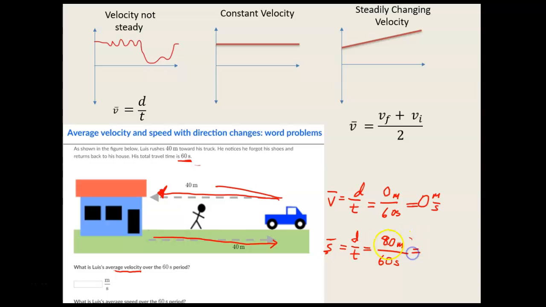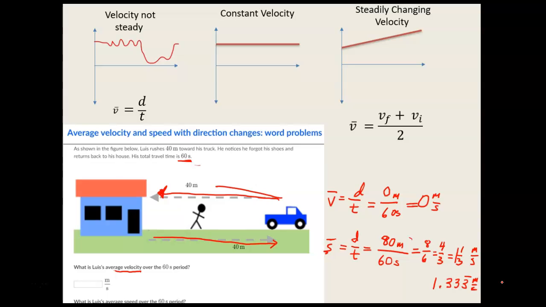Okay, and 80 divided by 60 is the same as 8 over 6. If we divide top and bottom by 10, you'd get 8 over 6. Divide top and bottom by 2, you'd get 4 over 3. And so we've got 1 1/3 meters per second, or if we wanted to enter it as a decimal, 1.333 meters per second.